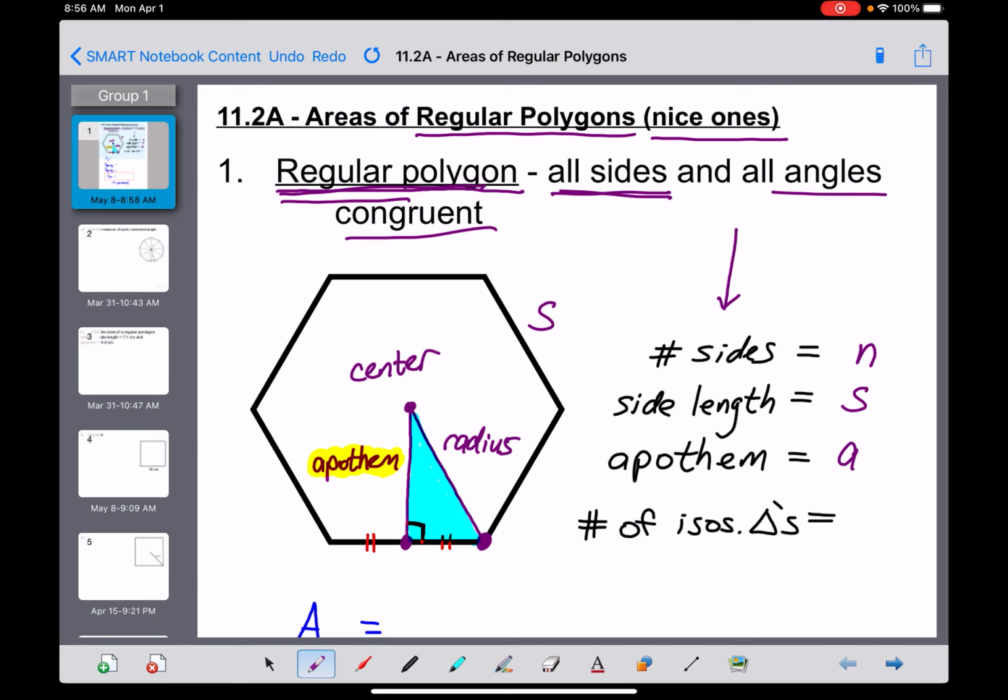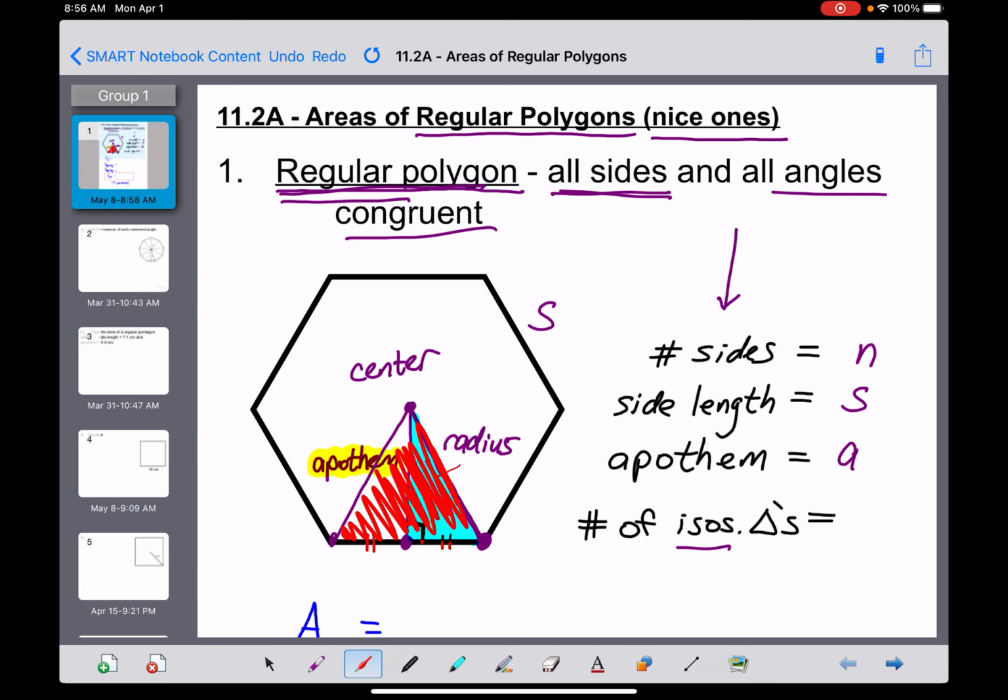And now the number of isosceles triangles. Now this gets a little bit confusing. The isosceles triangle comes from drawing two radii right next to each other. So I wouldn't do this in your notes, guys. I'm going to shade this in. What I have in red here is an isosceles triangle.